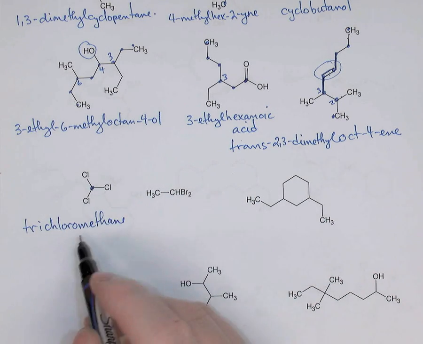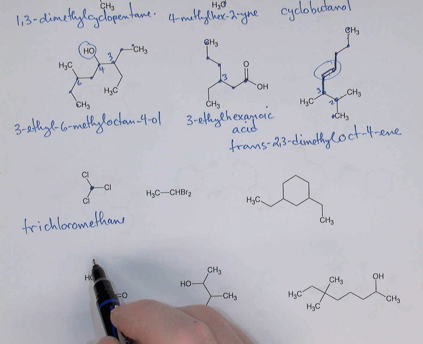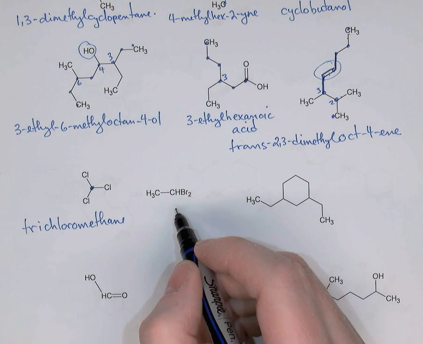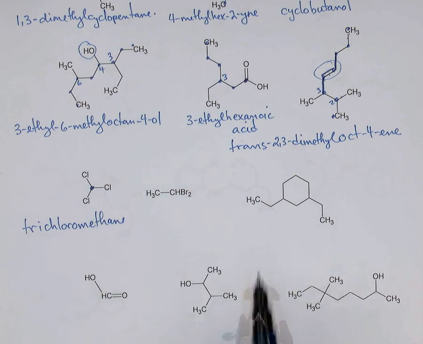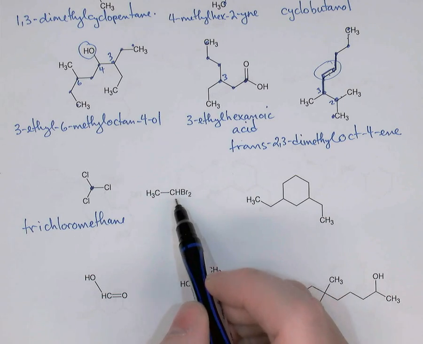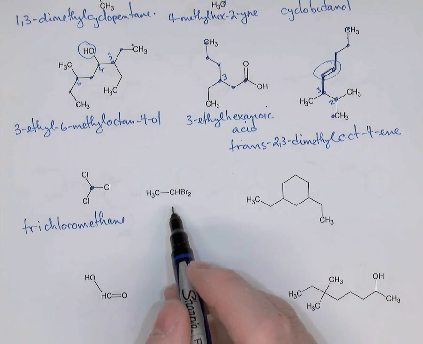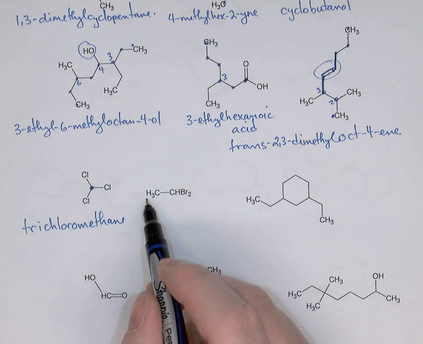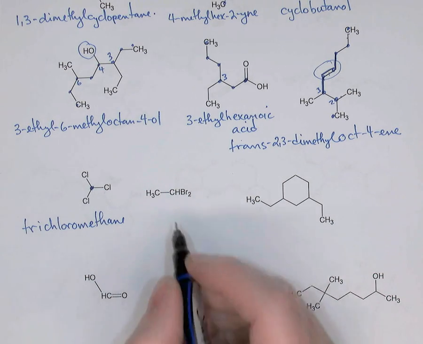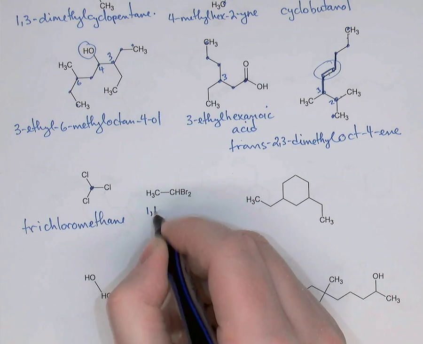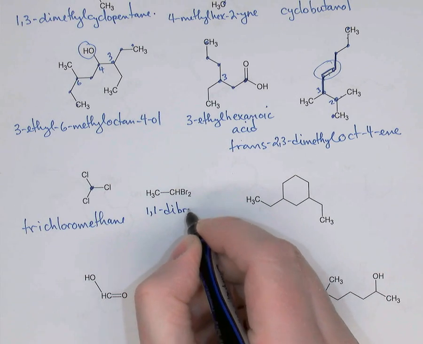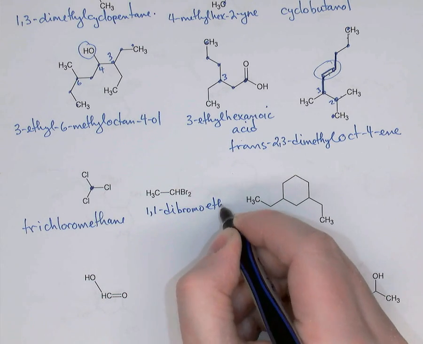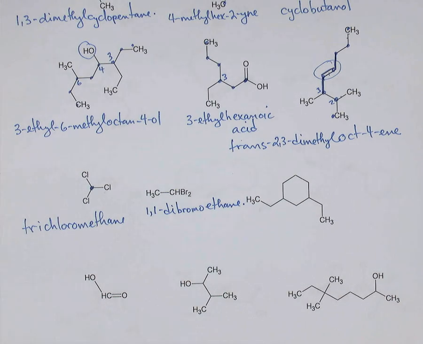Its formula would be CHCl3. The next molecule is also an organic halide with 2 carbons. 2 carbons is ethane. The 2 bromines are both on the first carbon in the chain. There could have been one on one carbon and one on the other carbon, so I'd better number this to be clear. So this is 1,1. They're on the same carbon and the first carbon in the chain. Dibromoethane. And again, I'm numbering there because there could have been a 1,2-dibromoethane.